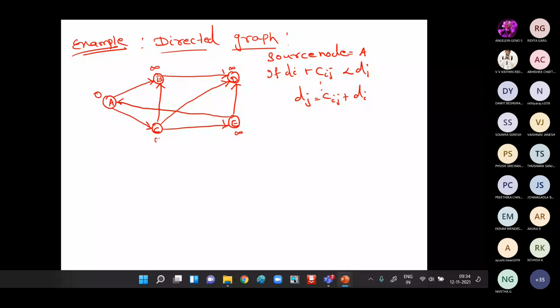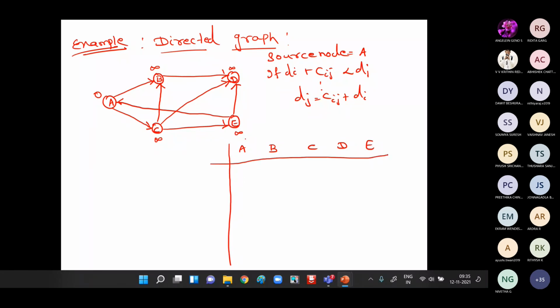Now what we have to write? A, B, C, D, E. The same table, same thing we have to do. So A to A is 0, A to B infinite, C infinite, D infinite, E also infinite, and we have to encircle the minimum one. Yeah, what is the difference between that? Now we will find out. So in this row, the minimum value is 0, so we have to strike it out. It means A is a visited node.